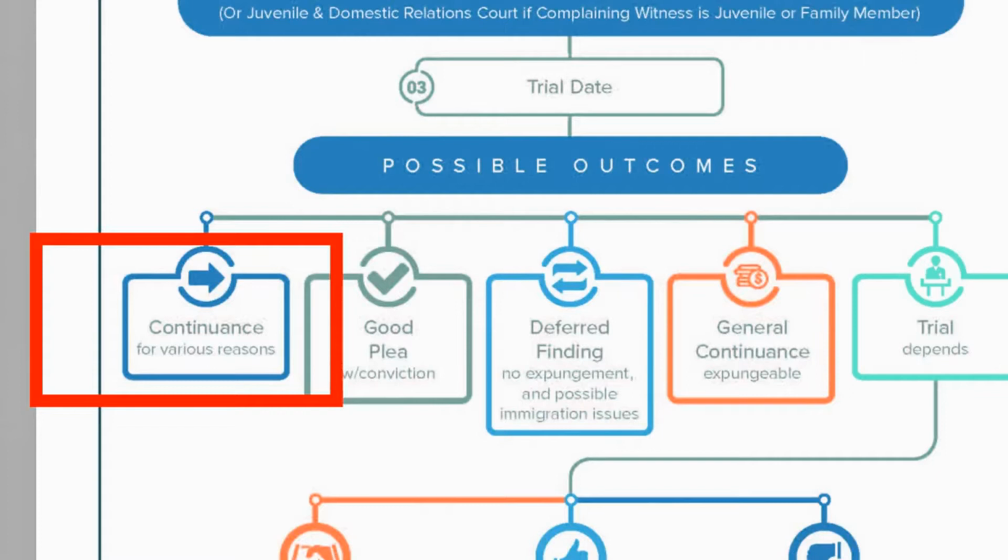Now, the first one is a continuance. And what that means is your case is postponed for whatever reason. There can be different reasons. For instance, you get to court, your attorney learns some fact that he has good cause to not have known about before and needs to investigate it, and he or she tells the judge, Your Honor, I need more time, so we need to postpone the case.